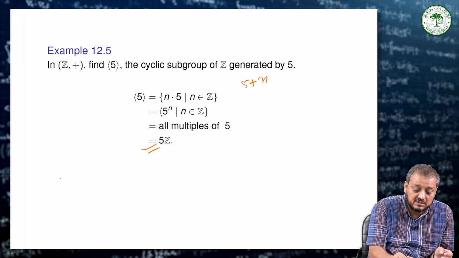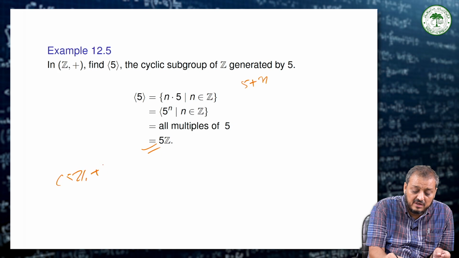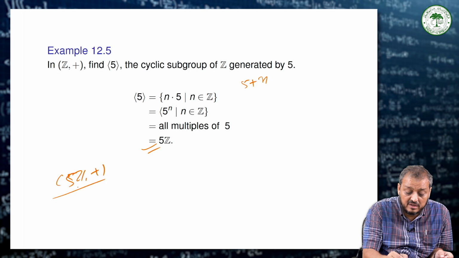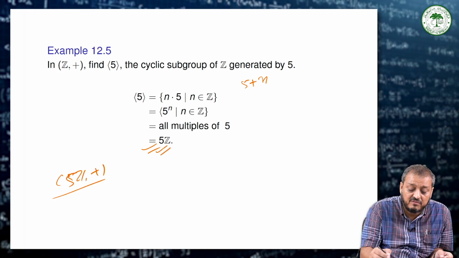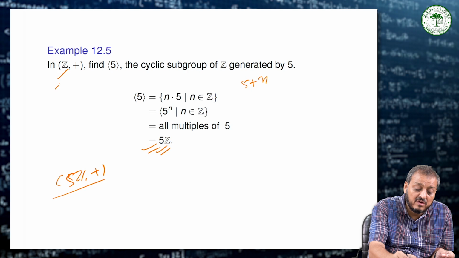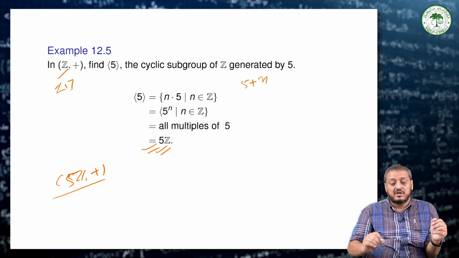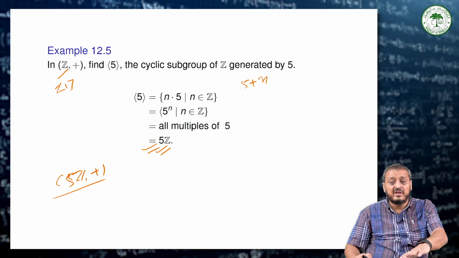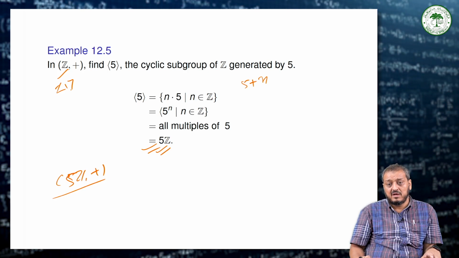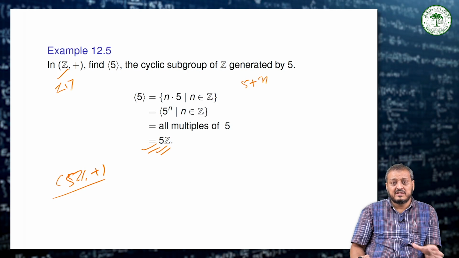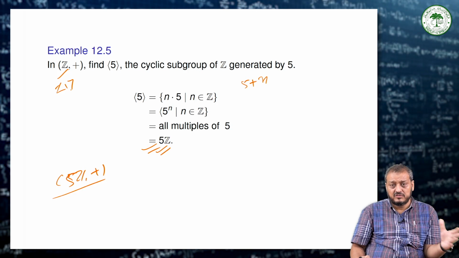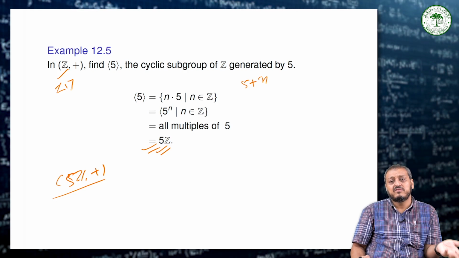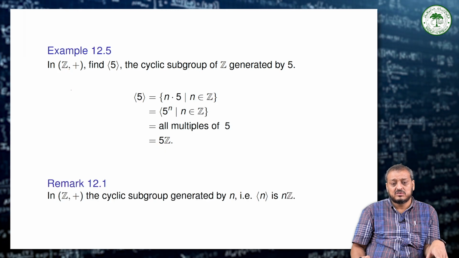Clearly 5Z under addition is an abelian group, and the generator of 5Z is 5, while the generator of Z is 1. So we can easily find the subgroup by that theorem: if H is generated by g, where g is an element of a cyclic group, then we can find a subgroup which is also cyclic.